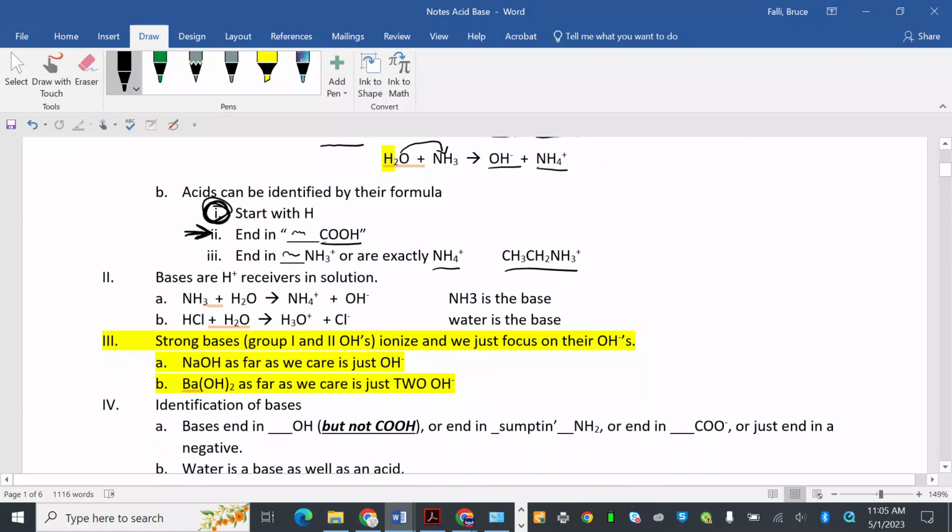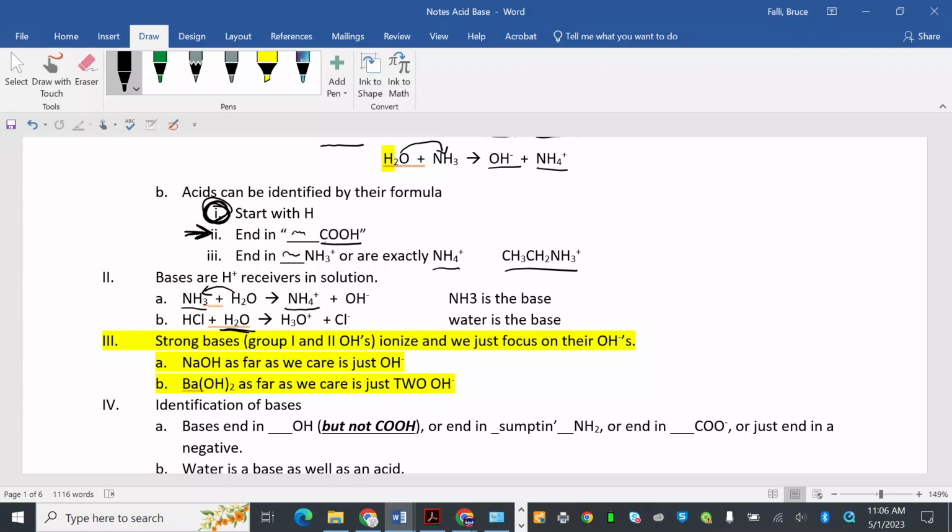Bases are H positive receivers. So we know acids and bases are opposites. If an acid is an H positive giver, a base is an H positive receiver. So NH3 is a base. It's going to receive an H positive. NH3 receiving an H positive becomes NH4.